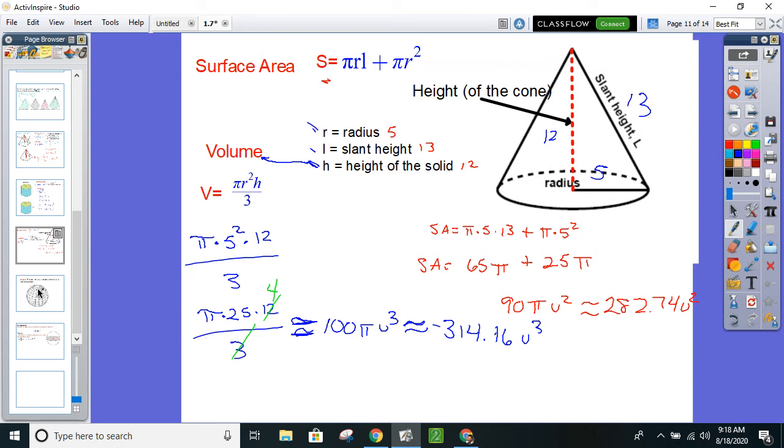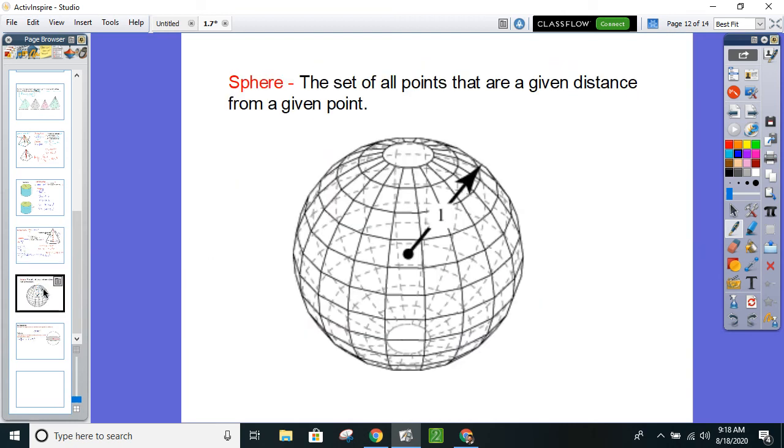And last but certainly not least is probably my favorite shape, the sphere. Why is it my favorite shape? Because that kind of looks like a sphere, but that's okay. Now, similar to a circle, a sphere is a bunch of points all equal distance from one center, but it's not just going in two dimensions, it's three-dimensional. So a bunch of points all the same distance from this one exact point.